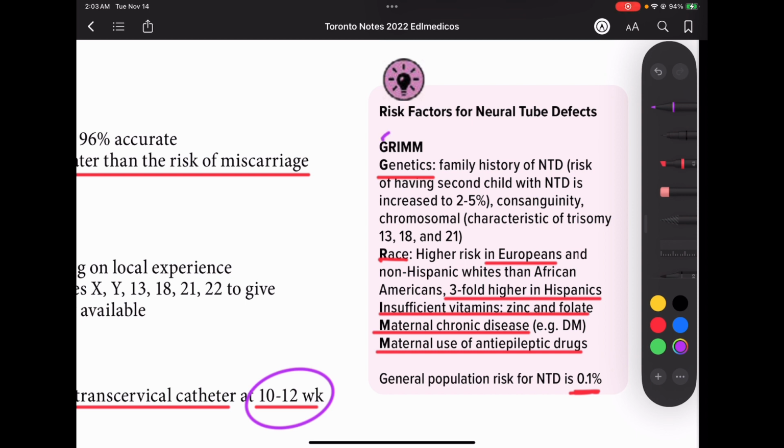So G would be genetic, R would be race: high risk in Europeans and threefold higher in Hispanics. I would be insufficient vitamins like zinc and folate, which might lead to neural tube defects. M is maternal chronic disease, like maybe diabetes. And then maternal use of anti-epileptic drugs, which are teratogenic and lead to open neural tube defects. But the general population has about a 0.1% risk of NTD. These are the risk factors of NTD.